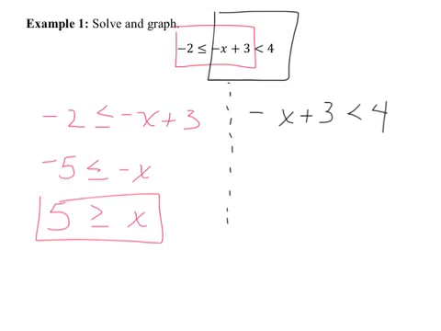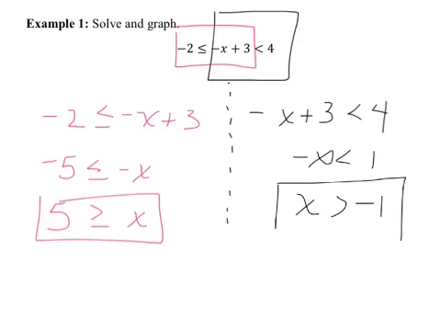Again, read it this way. X is less than or equal to 5. Then on the right hand side, we're going to subtract the 3, giving us negative x less than 1. Divide by negative 1, but flip the sign, giving us x is greater than negative 1. Now this is an and statement, as we said a moment ago. So we need to look at the overlap of two sets. So the easiest way to do that here is to graph these two together and look to see where they overlap. And it's pretty obvious once you do it.